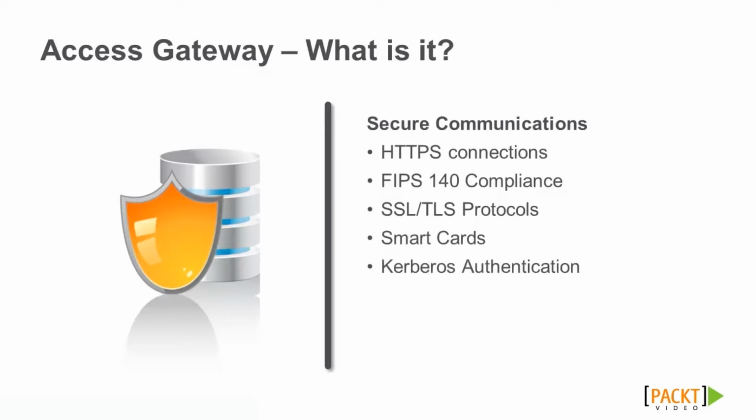Access Gateway essentially provides secure communication using HTTPS or SSL/TLS protocols for communications with clients, but it can also do the following. The Access Gateway can use cryptographic modules that are FIPS 140 validated. It can use SSL version 3 or TLS version 1 to encrypt communication between the clients and the XenApp farm.